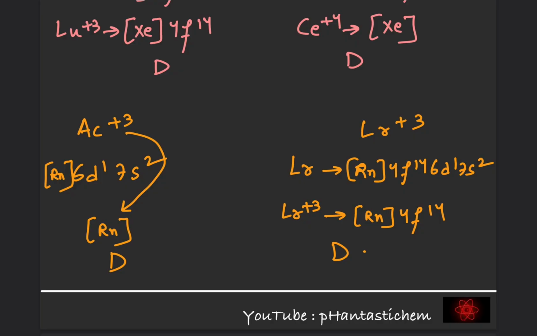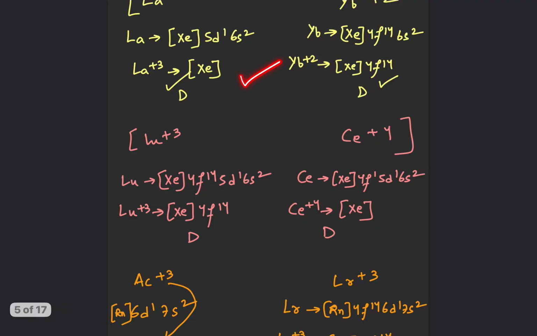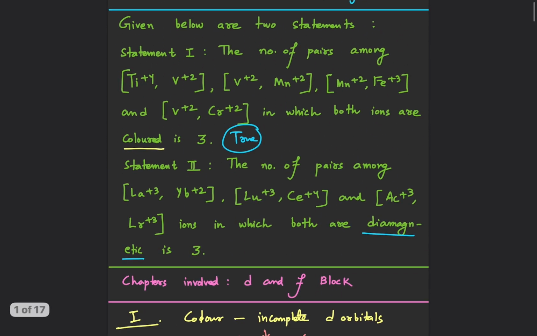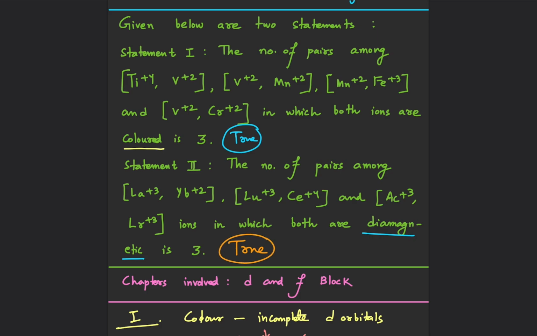So therefore, yes, all the 3 pairs that are given to us are diamagnetic. Okay, in all the 3 pairs, both the species are diamagnetic. So let's look at statement 2. The number of pairs among this and this in which both are diamagnetic is 3. Correct. So therefore, statement 2 is also true.